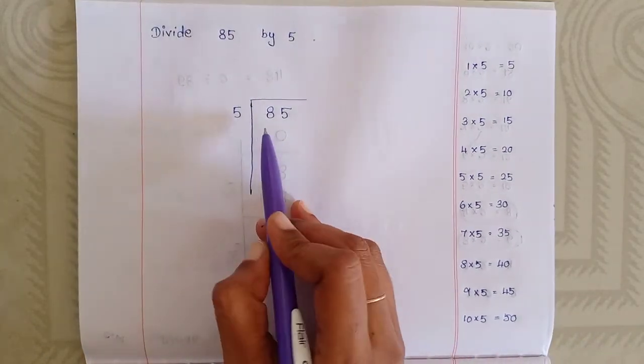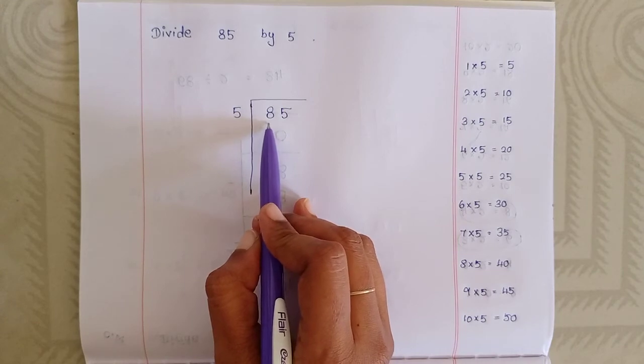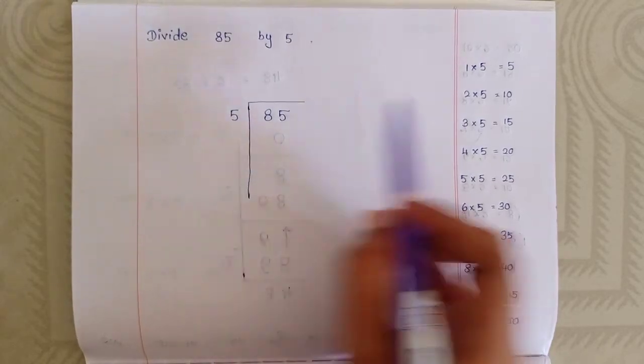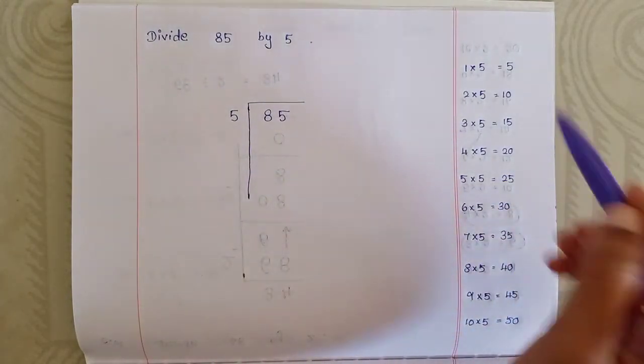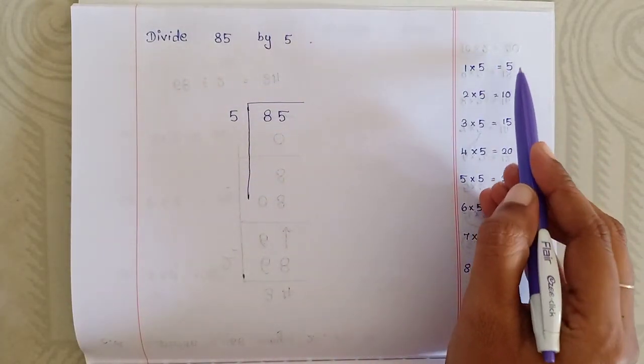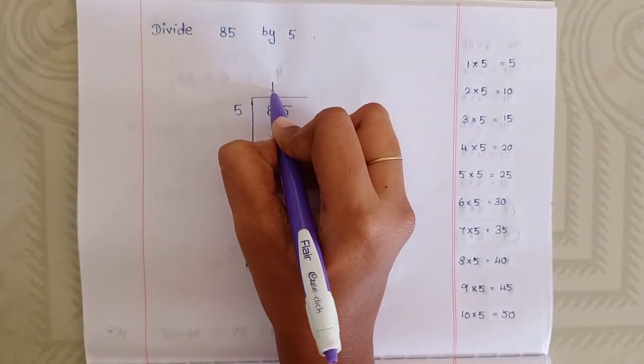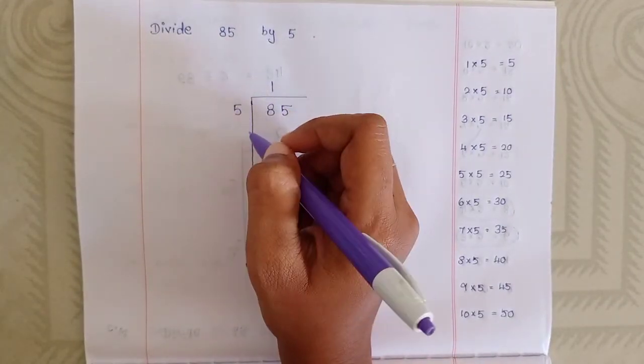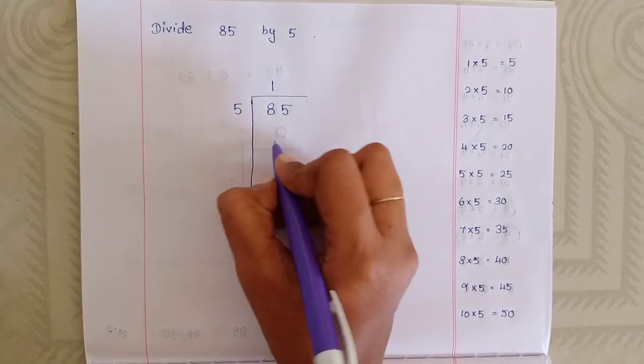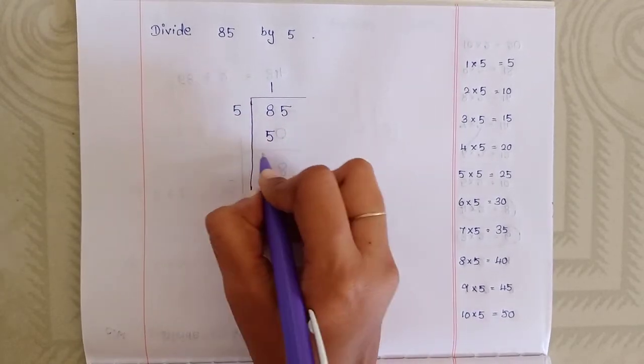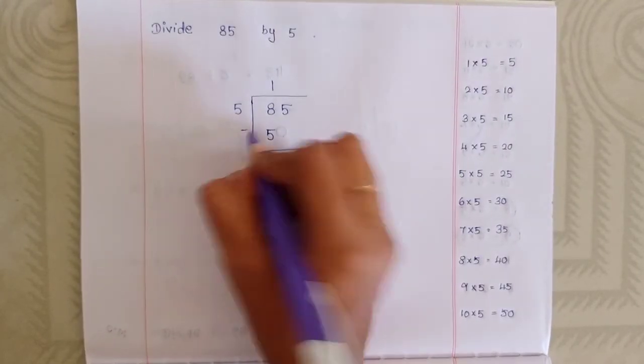Okay, Mama. First see the tens place. What is this number? 8. Here any 8? No. Then you find the below value. Okay, 1. So you write here. 1 5 is 5. Now you subtract this one.